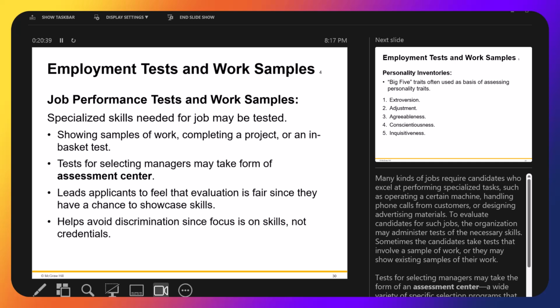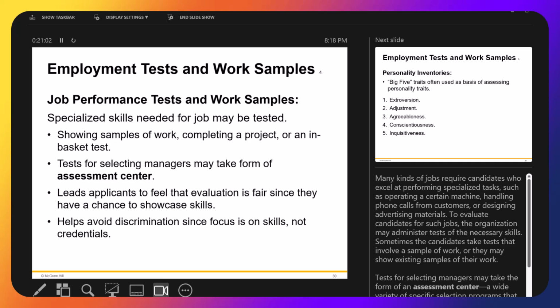Job performance tests and work samples. Specialized skills needed for a job are tested by showing samples of work, completing a project, or in a basket test. Tests for selected managers may take the form of an assessment center. This leads applicants to fill the role. The evaluation is fair since they have a chance to showcase the skills. It helps avoid discrimination since it focuses on skills, not credentials.